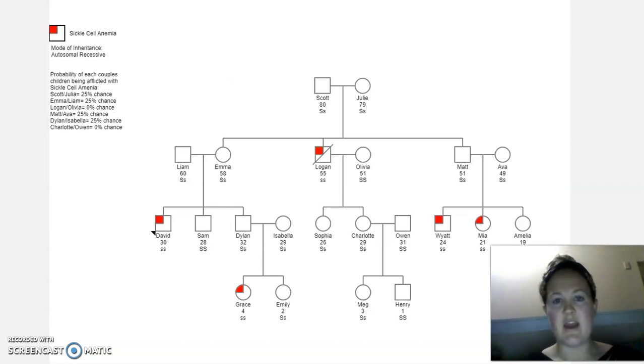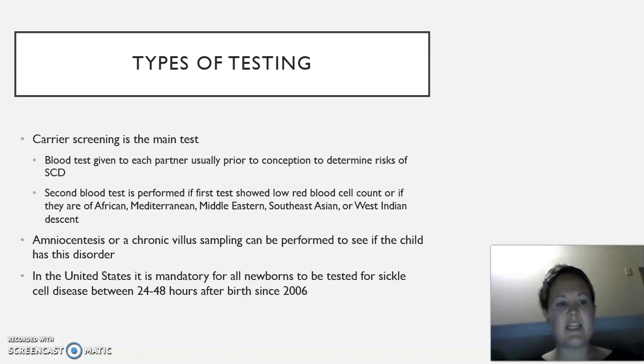So this is just a pedigree showing how sickle cell disease is autosomal recessive. And as you can see, the founding parents at the top there, Julie and Scott, both are not affected by the disease, but they are both carriers, so they would each have sickle cell trait. And then their one son, Logan, does have sickle cell disease, and it just kind of shows how it can affect a family there. So, types of testing that can be done.